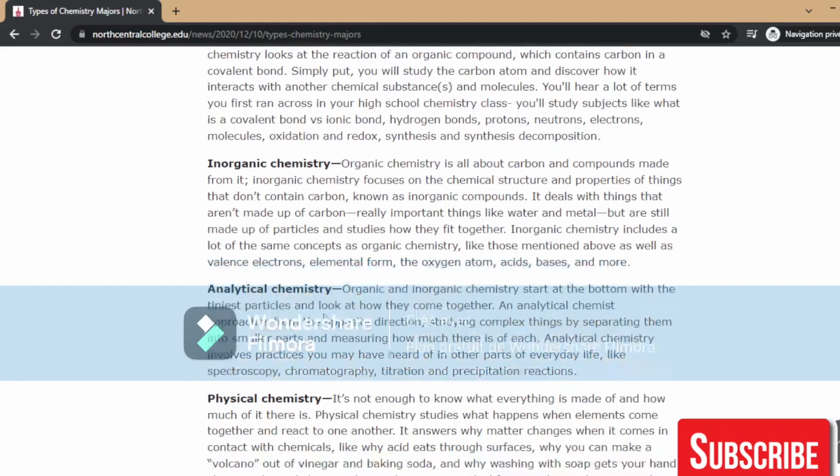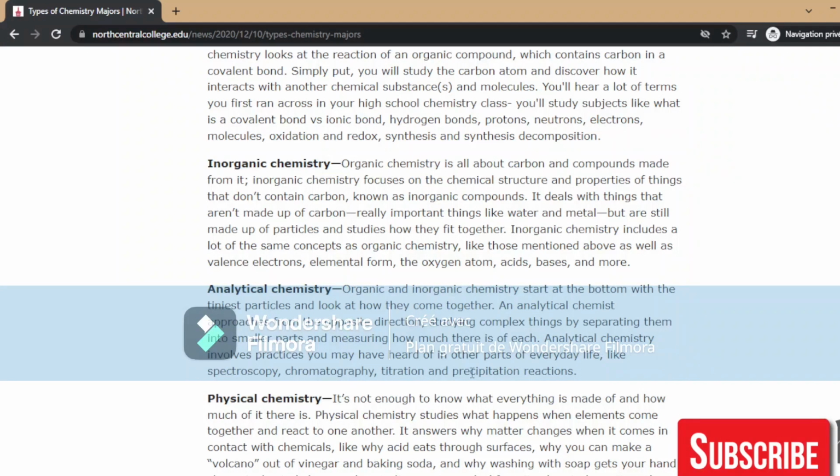Analytical chemistry, which is the third type. Organic and inorganic chemistry start at the bottom with the tiniest particles and look at how they come together. Analytical chemists approach from the opposite direction, studying complex things by separating them into smaller parts and measuring how much there is of each.